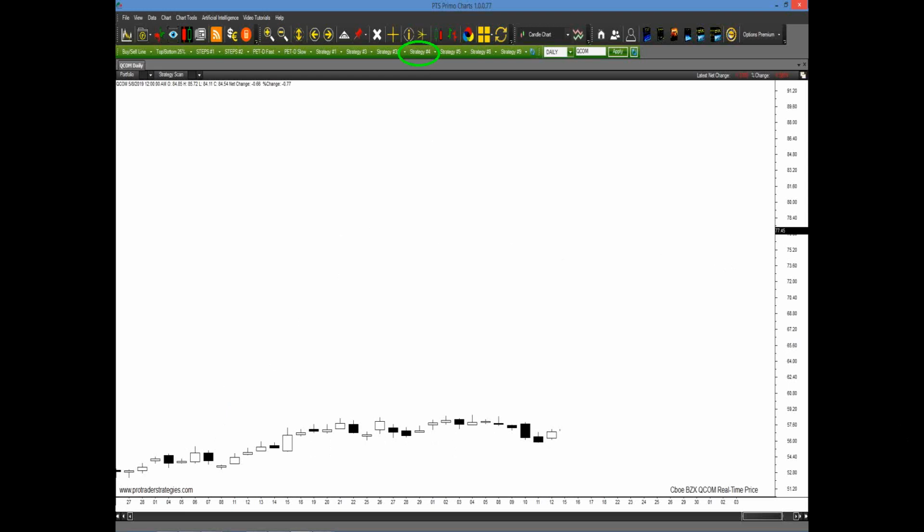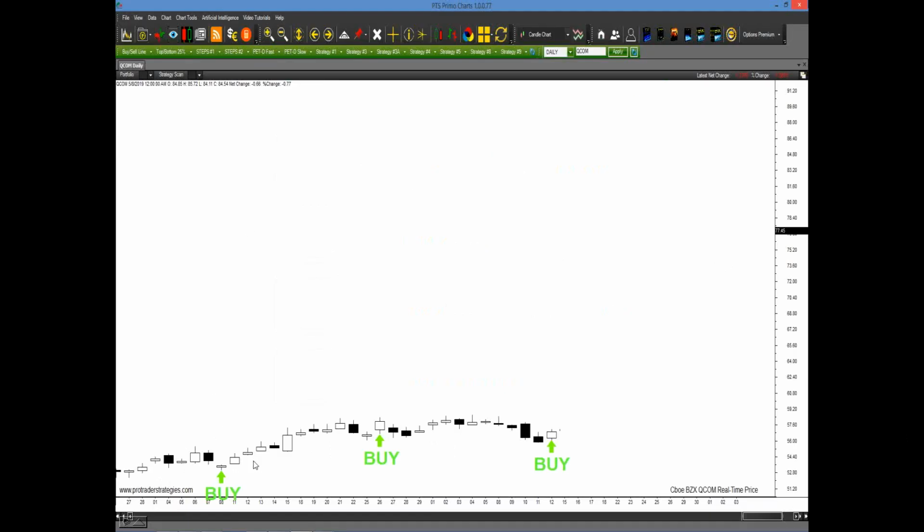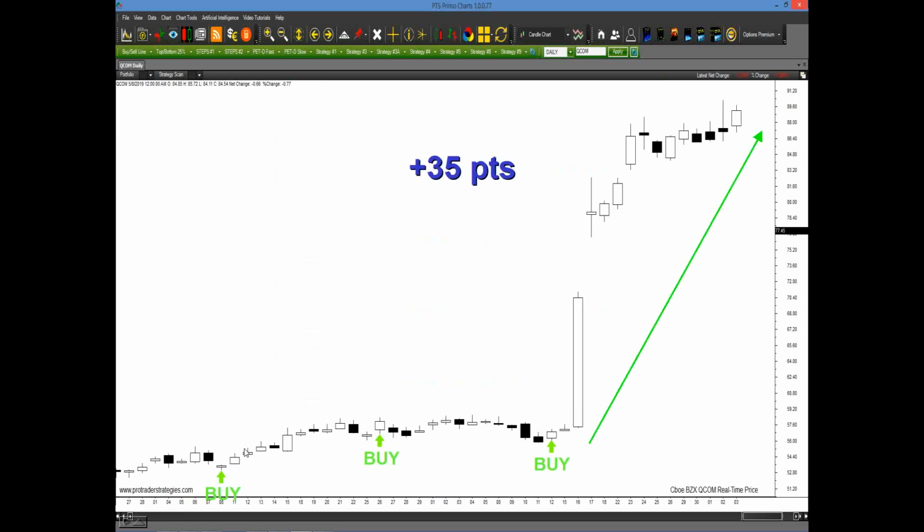But while you're learning, since I can't be there sitting next to you 24/7, this is why we devised the platform. We developed this as a learning tool so that you could see and check your work. So let's say you see some signals here, strategy number 4 signals. To check your work, you click on strategy number 4, click on signal arrows, and yeah, you were right. You have a total of 3 signals that were generated, and you spotted them correctly. Great. And as you can see, that was a very nice trade. Look what happened. 35 points in about a month or so. Not a bad trade.